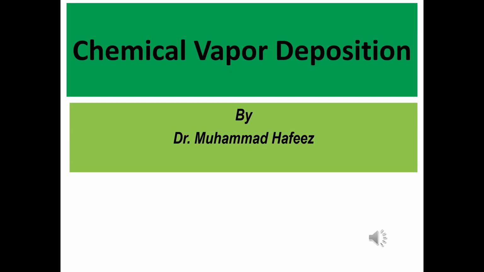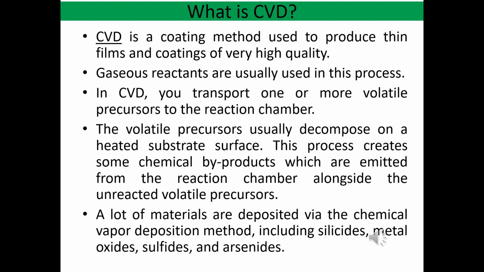Hi everybody, today we are going to discuss chemical vapor deposition technique. Chemical vapor deposition technique is a coating method used to produce thin films and coatings of very high quality. Gaseous reactants are usually used in this process.